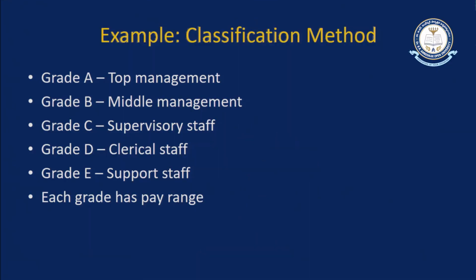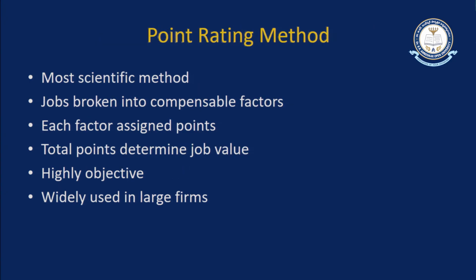So broad job categories are what you can easily get through the grading method. A few examples: grade A, you have top management; grade B, middle level management; grade C is supervisory staff, and you can even have so on. Grade D and E, if you look at it precisely, you will see clerical staff and support staff and so on. So you have precisely given the grades and categorized them. Each grade would differ on the basis of pay. So you can clearly know that grade A means the top management, and their pay would differ from the others.